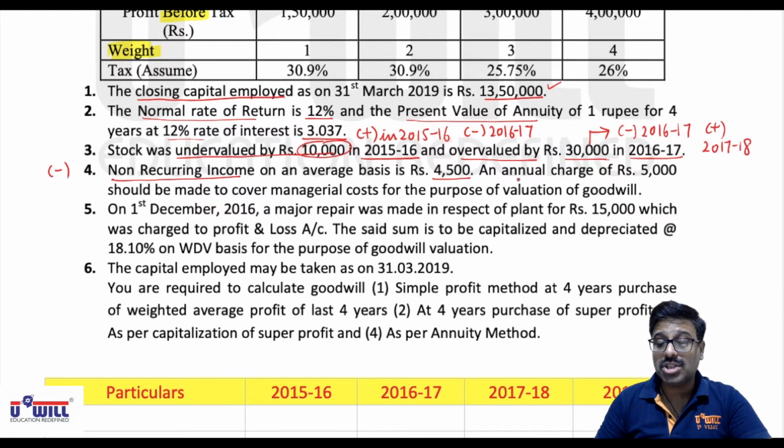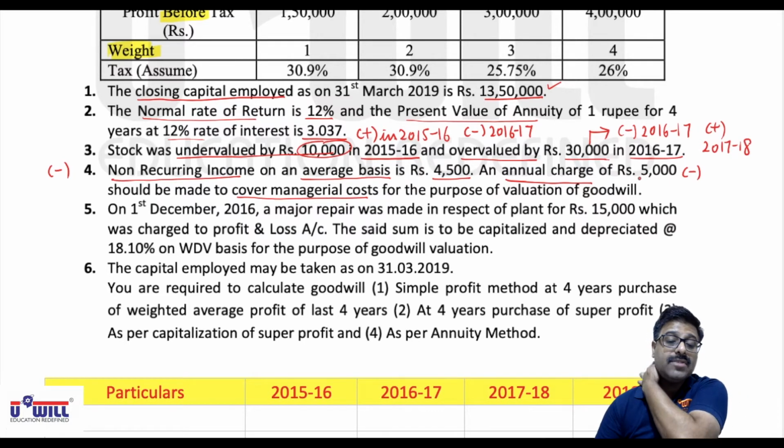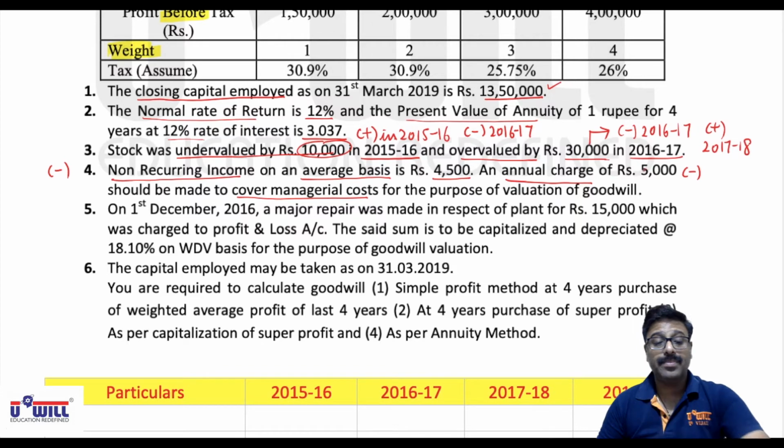And an annual charge of 5,000 should be made to cover managerial costs for the purpose of valuation of goodwill. Annual charge means you will again minus it. The profits will decrease if you make that charge to manage the business for the valuation of goodwill. So non-recurring income on average basis means in all the years we have to minus 4,500. And again annual charge 5,000 means in all the years we have to minus 5,000.